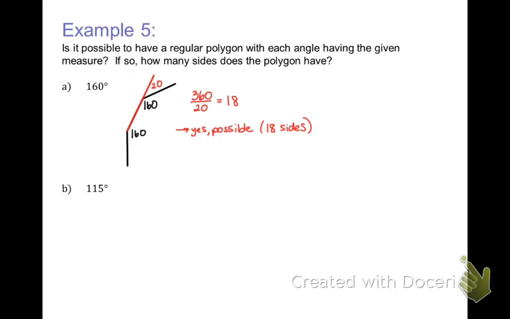So when would it not be possible? What would have to happen in this calculation for you to say, oh, that's bad? What kind of a number would you have to get in order for it to be not good? A decimal. Can you have a decimal? Can you have half of a side and make a polygon? No. So that's what would make this not possible. That would be the thing that you would be looking for. Let's take a look at one more.